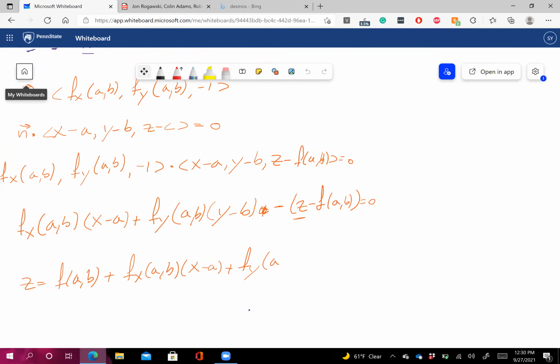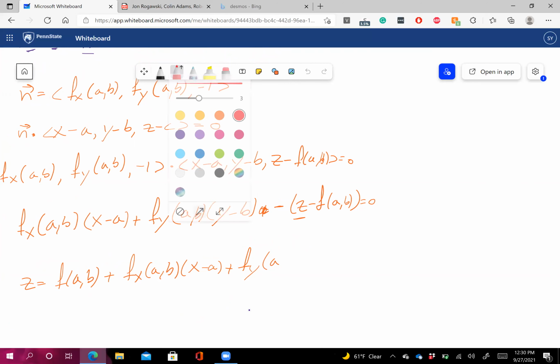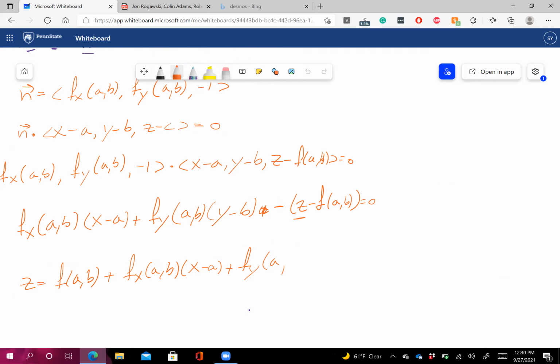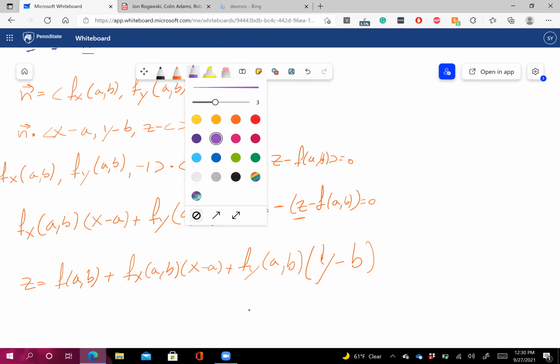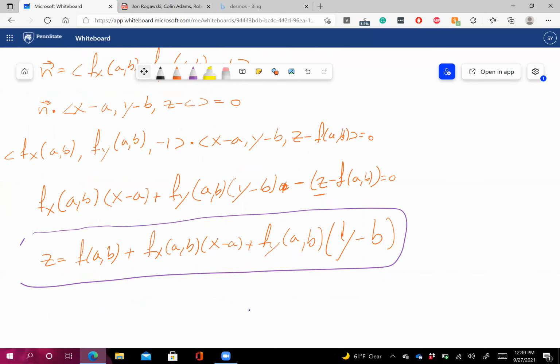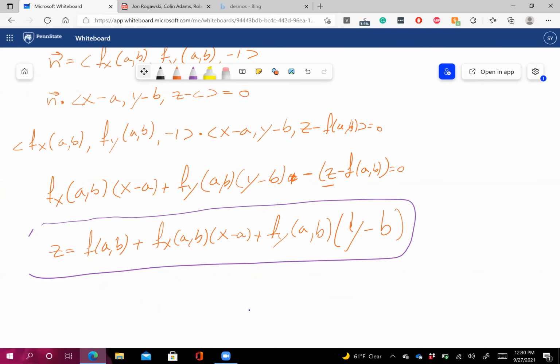Plus the partial of f with respect to y at (a, b) times y minus b. And this is the equation of a tangent plane. So if you're given your f and you're given your a and your b, you can now find the tangent plane to that surface.